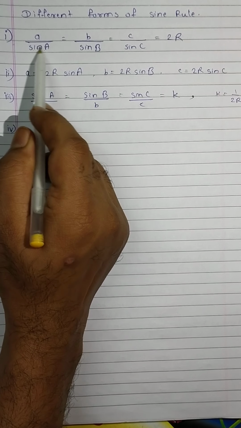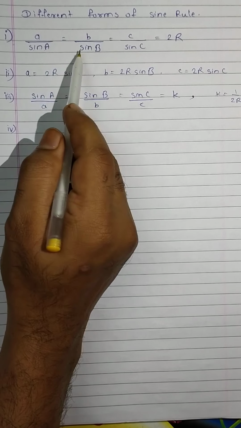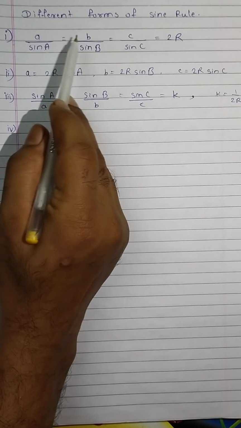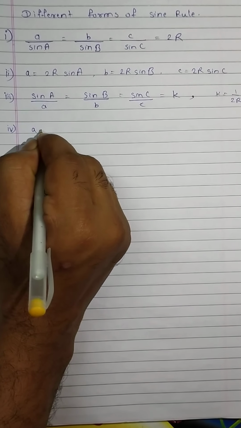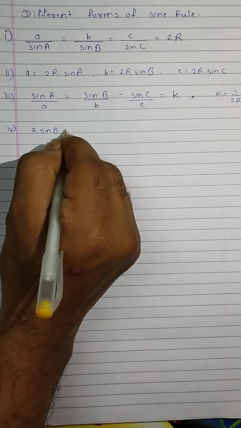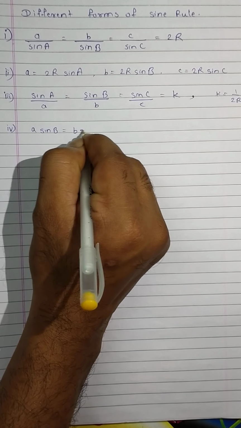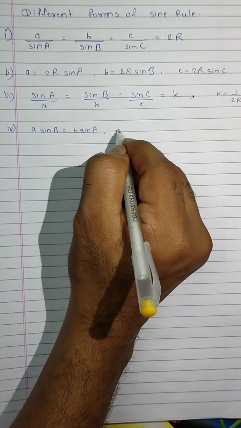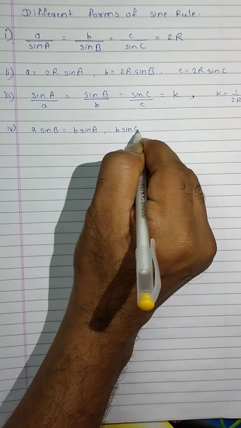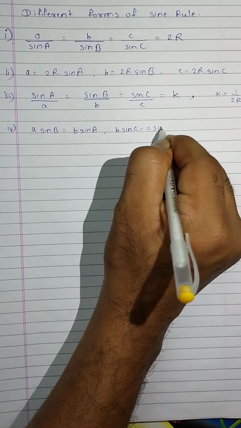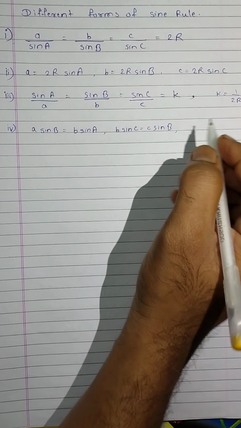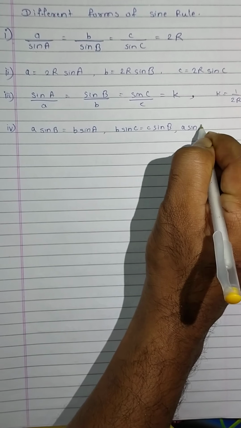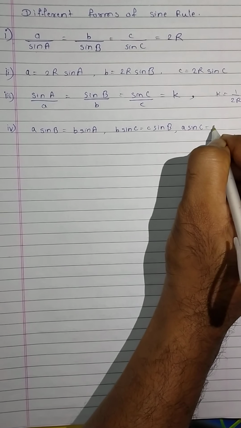Taking two ratios from the standard form, you can cross multiply: a sine B is equal to b sine A. So cross multiplying the standard ratio will give you this. Similarly, if you take another two ratios, you get b sine C is equal to c sine B, and the third one, taking first and third ratio, is a sine C is equal to c sine A.